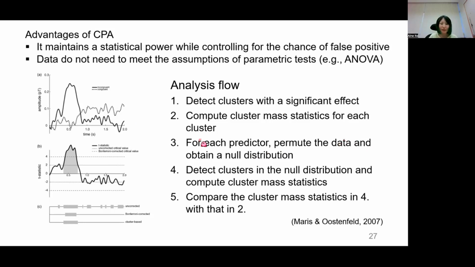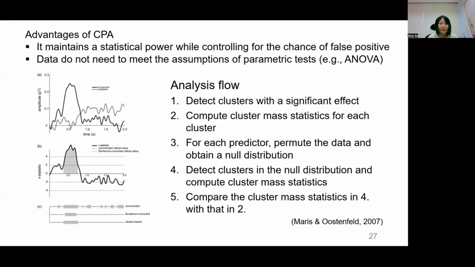In the fourth step, we detect the clusters in the null distribution, right? So we get the null distribution data from step 3, and then we can again do multiple t-tests and see which clusters we get in that distribution. And then similarly get the cluster mass statistics like we did in step 2. Finally, we can compare the mass statistics that we got in step 4 with those we got in step 2. This is probably a bit vague at this point, but we have the tutorial where we look at the code, so hopefully these steps will become clearer then. So that's the analysis flow.